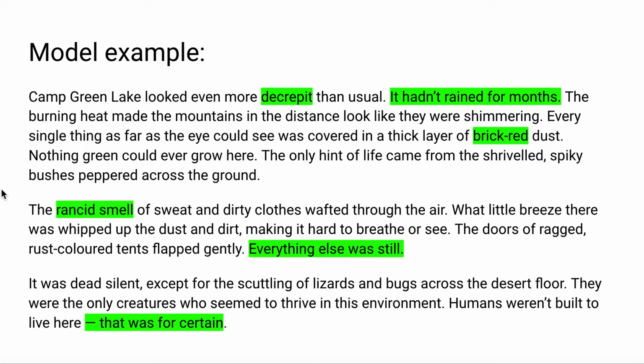It was dead silent, except for the scuttling of lizards and bugs across the desert floor. They were the only creatures who seemed to thrive in this environment. Humans weren't built to live here. That was for certain. And there's an example of informal parenthesis with a dash there at the end.